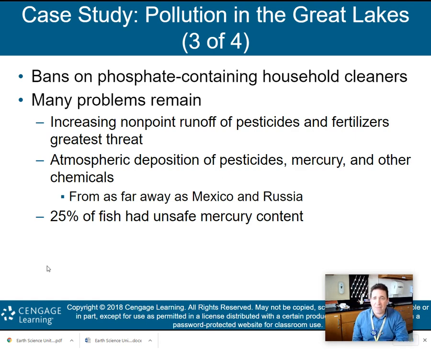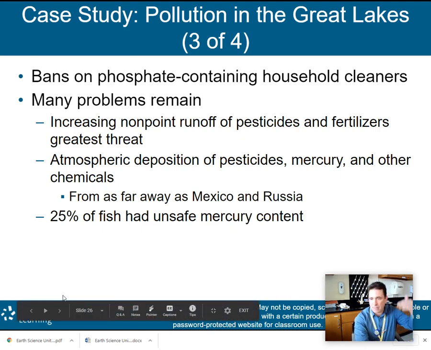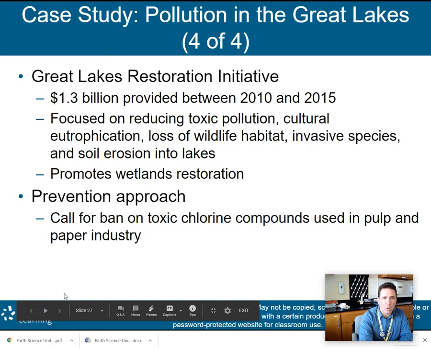Atmospheric deposition of pesticides, mercury, and other chemicals from as far away as Mexico and Russia, right? So some of this stuff can get into the air and then be blown. Again, everything is interconnected. If this doesn't show you, I don't know what will. All right, you can get pesticides from Russia that can get into the air and come over here with the jet stream and then be deposited in the Great Lakes. 25% of the fish in the Great Lakes did have unsafe mercury content. All right, again, that gets biomagnified as you go through the food chain.